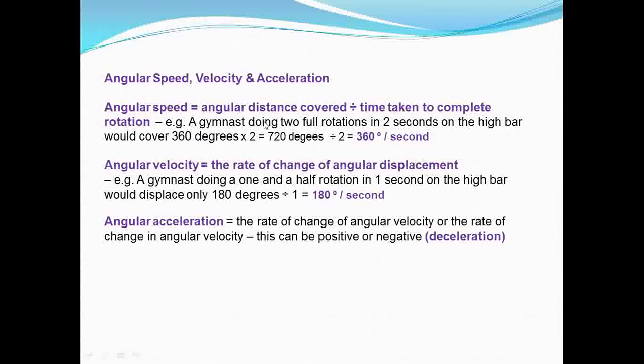The angular speed, similar again to linear motion, is calculated by dividing angular distance by the time that it takes to complete that rotation. The velocity, angular velocity, is calculated by dividing the angular displacement by the time taken. And the angular acceleration is a measure of whether something is increasing its speed, speeding up while it's rotating, or slowing down, which we can also call deceleration.